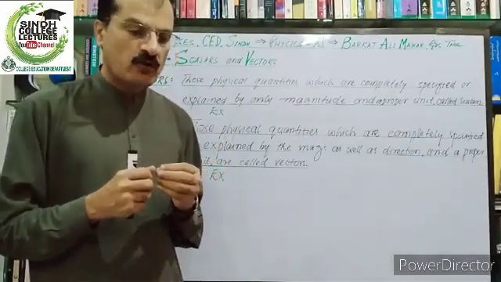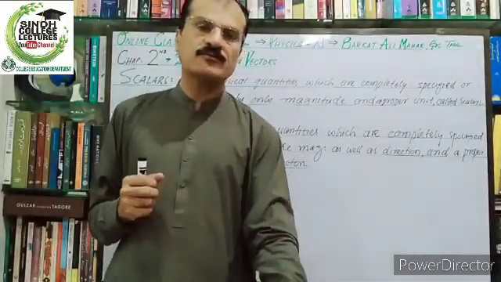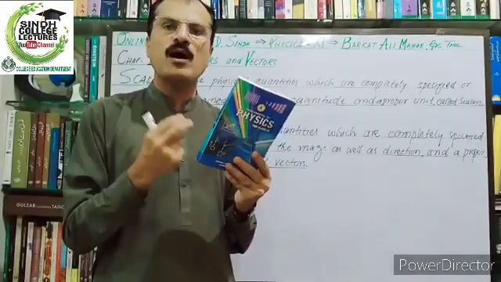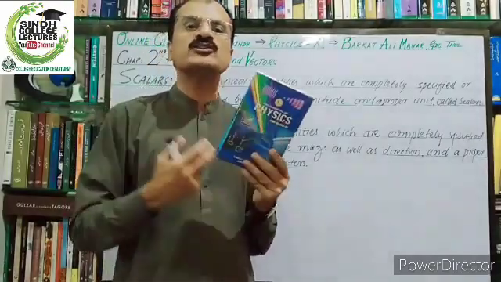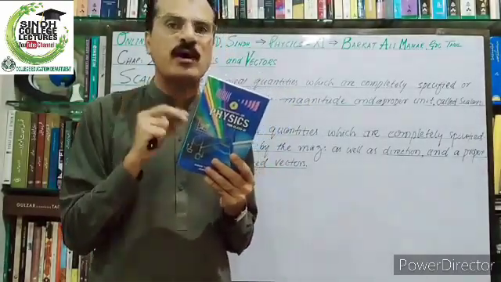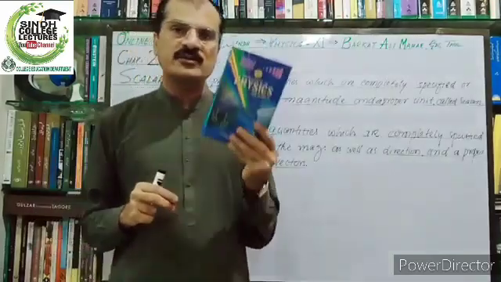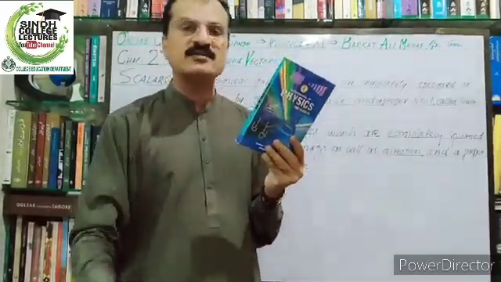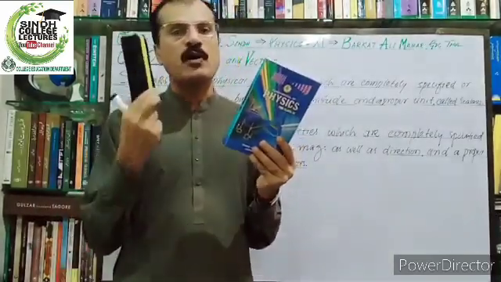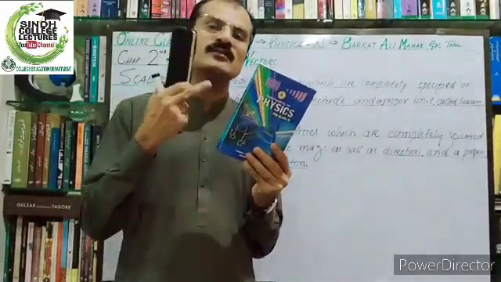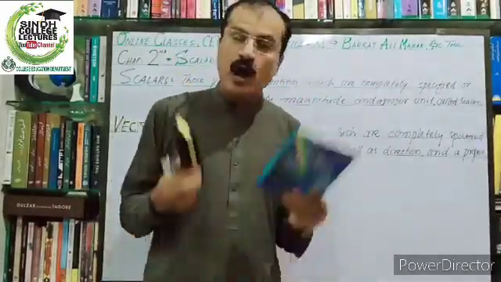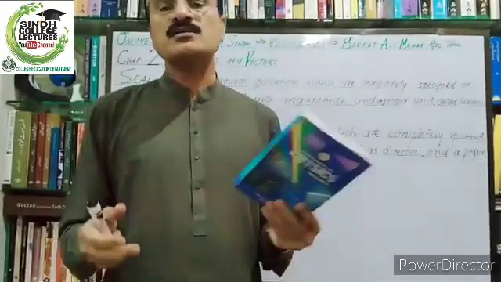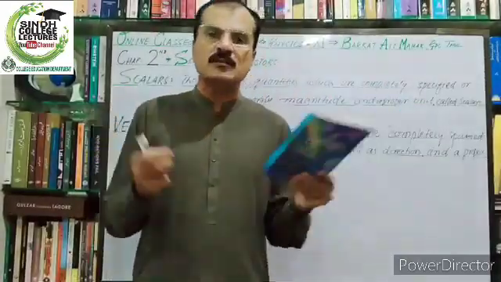For example, if I want to measure the mass of this book, mass is the quantity of matter present in that body. If the quantity of matter in that body is greater as compared to this one, then its mass is said to be lesser than the mass of this book. But how can we measure the mass? Mass is measured with the help of a physical balance.